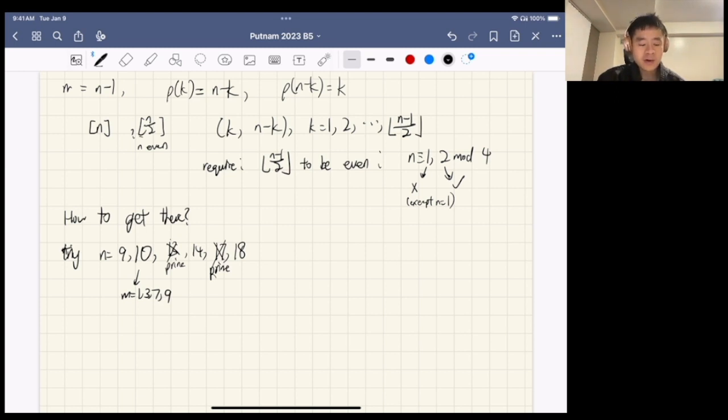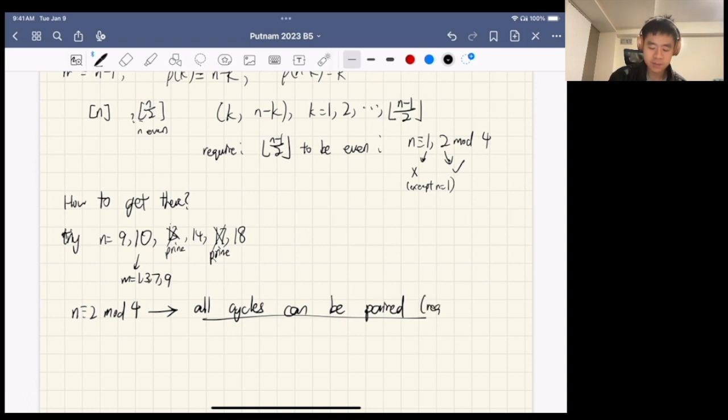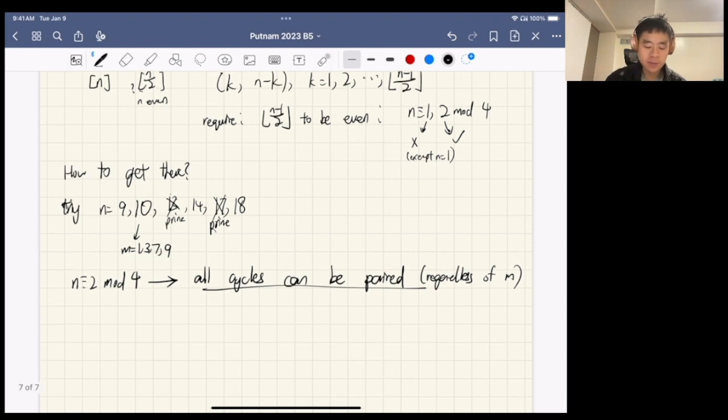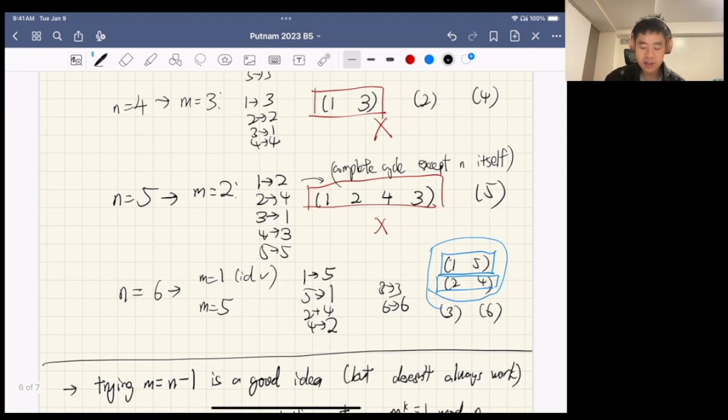But the TLDR of this is that when n is congruent to 2 mod 4, all cycles can be paired, regardless of m. So what do I even mean here? If we go back to, say, n equals 6, then you see that we have 1 5, and then we have 2 4. So we have these 2 cycles of length 2, and it turned out that 3 and 6 can also be matched with each other.